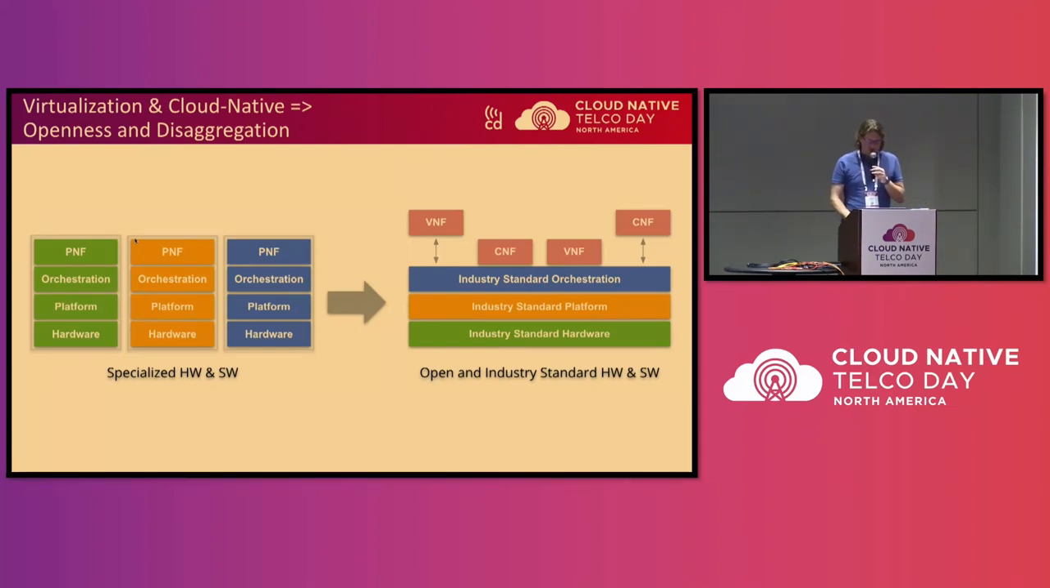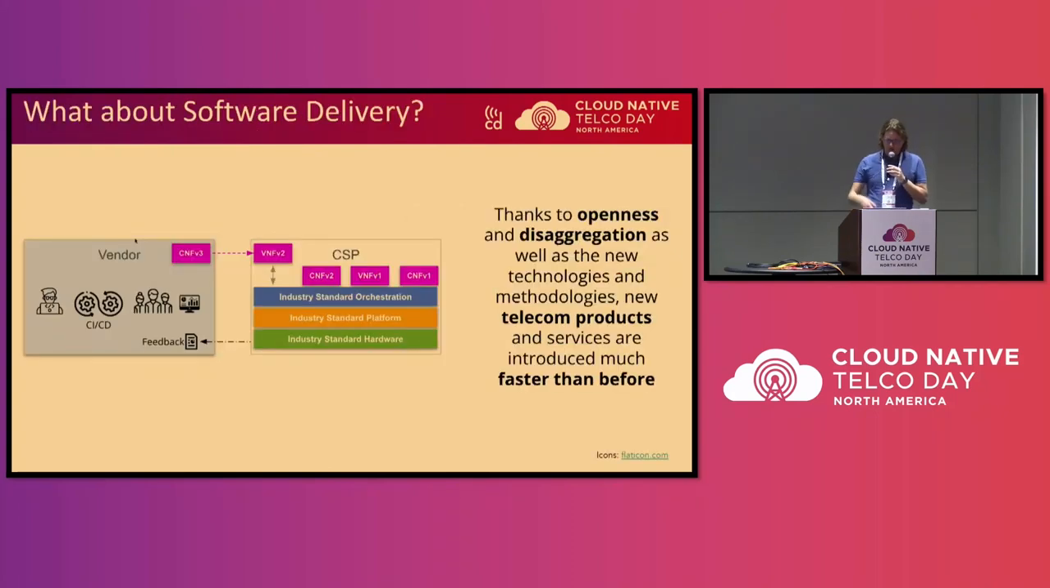And so this kind of disaggregation of the functions means that we can get much better speed in delivery of services in our network, as we have our standard layers and our vendors are providing different components that are running on top.